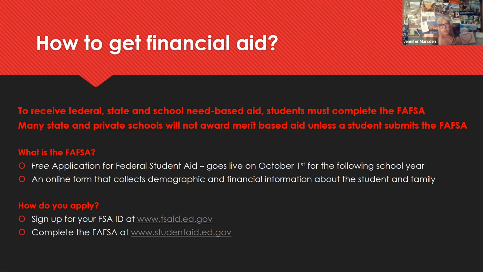Okay, so what you've been waiting for, how do I get financial aid? All financial aid revolves around the FAFSA, the Free Application for Federal Student Aid. It's a completely online form now. Students and parents cannot fill it out until fall of senior year. It goes live October 1st. So nothing you need to worry about now, but to be aware of for the fall.